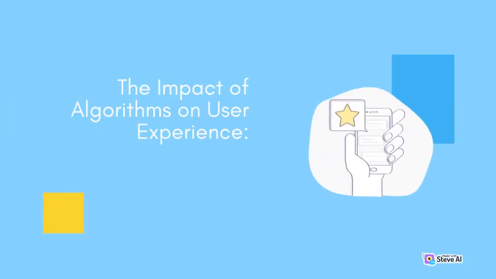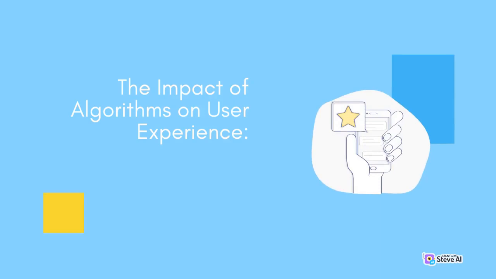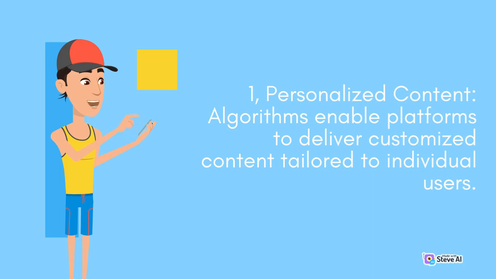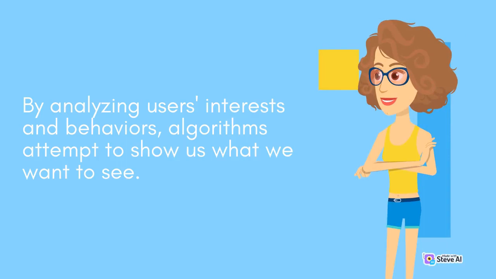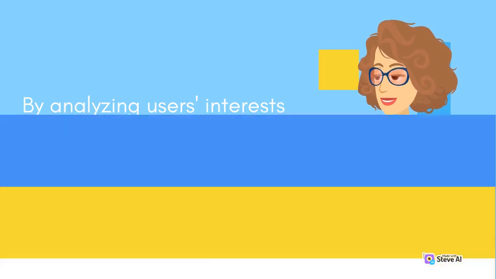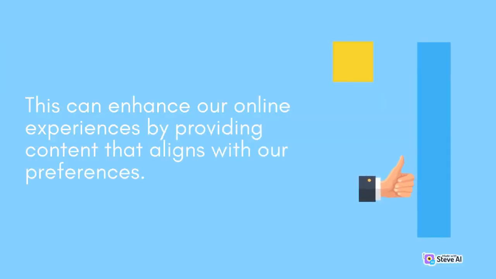The impact of algorithms on user experience. 1. Personalized content. Algorithms enable platforms to deliver customized content tailored to individual users. By analyzing users' interests and behaviors, algorithms attempt to show us what we want to see. This can enhance our online experiences by providing content that aligns with our preferences.